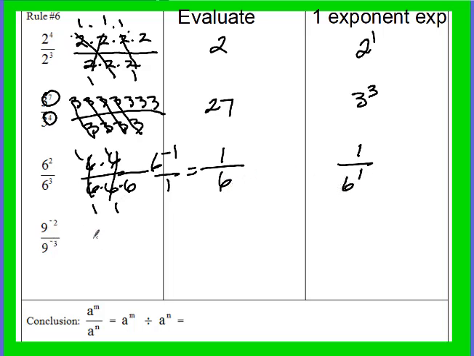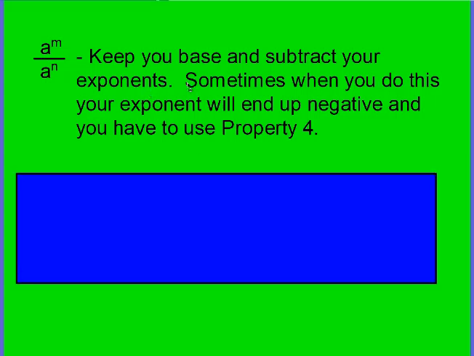Now this one right here, we're going to keep our base, and subtract our exponents. So this is negative 2 minus negative 3. What happens with that? I change my subtraction to addition next to its opposite, and this becomes 9 to the 1st power, or just 9. So what happens when we have a division problem? This is our rule for division: we keep the base and subtract the exponents. Sometimes when you do this, your exponent will end up negative. That means you've got to use property 4 in order to get rid of the negative, and that was that negative thing that I've been talking about.